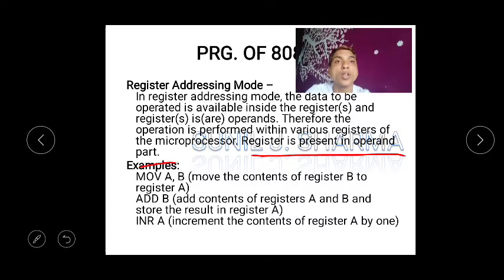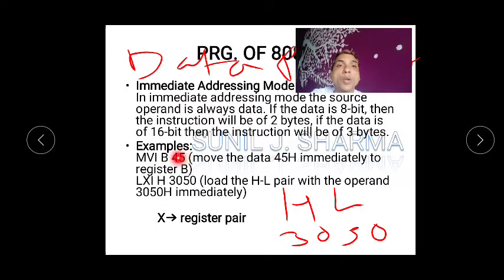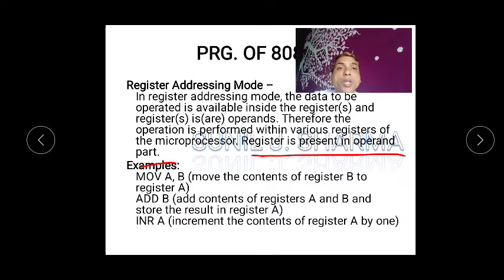When you check the operand part, MOV is the instruction part and A comma B is the operand part. But which type of operand is it? It is a register type of operand. That's why it belongs to register addressing mode. In the previous case, when you look at the operand part, register is there and data is also there. But since the data is present and the instruction has I, we call it immediate addressing mode. But in register addressing mode, exclusively only registers will be present in the operand part.